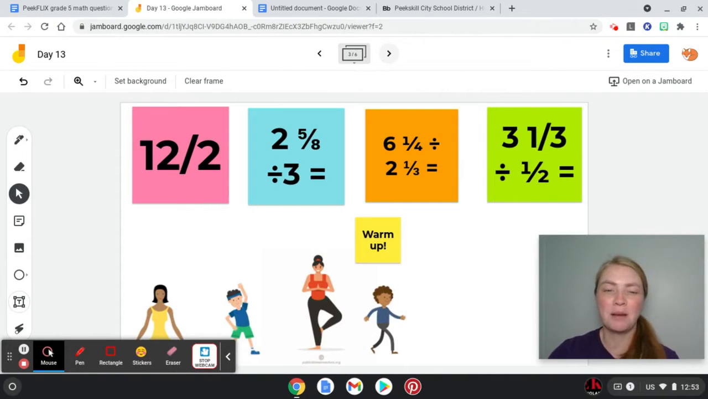Wow, what a great job you did with the fluency. Now we're ready for our warm-up. So here are the 4 questions for our warm-up. We have 12 divided by 2, or 12 halves. You should remember by some of the other work that we've been doing with fractions how to find the answer to that. We have 2 and 5/8 divided by 3. We have 6 and 1/4 divided by 2 and 1/3. And we have 3 and 1/3 divided by 1/2.